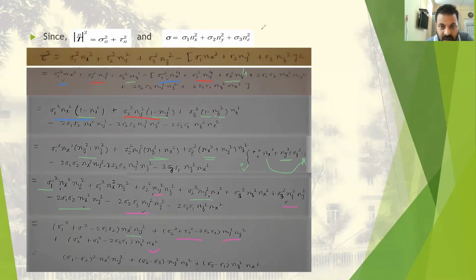Now as you can see, under the bracket we have an expression like this: sigma 1 square plus sigma 2 square minus 2 sigma 1 sigma 2. That is the simple formula of a minus b whole square. That's why it is written as sigma 1 minus sigma 2 square, sigma 2 minus sigma 3 square from this expression, and sigma 3 minus sigma 1 square from this expression. This is sigma 3 minus sigma 1 square.